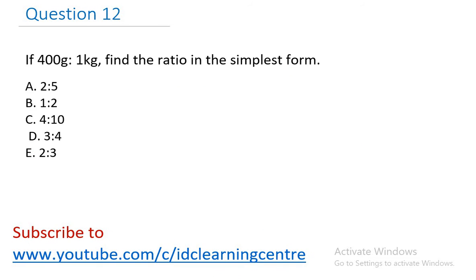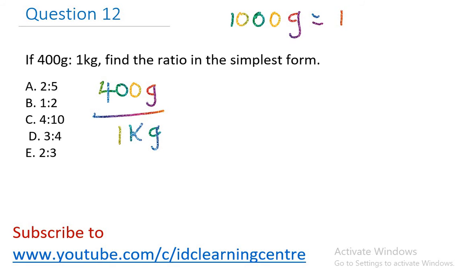Question number 12. If 400 grams ratio 1 kilogram, find the ratio in the simplest form. I said ratio means division as well. So we can just rewrite this as 400 grams divided by 1 kilogram. If the units are not the same, you cannot cancel out. Take note, 1,000 grams is equal to 1 kilogram. So we need to change 1 kilogram to grams so that we can be able to divide.